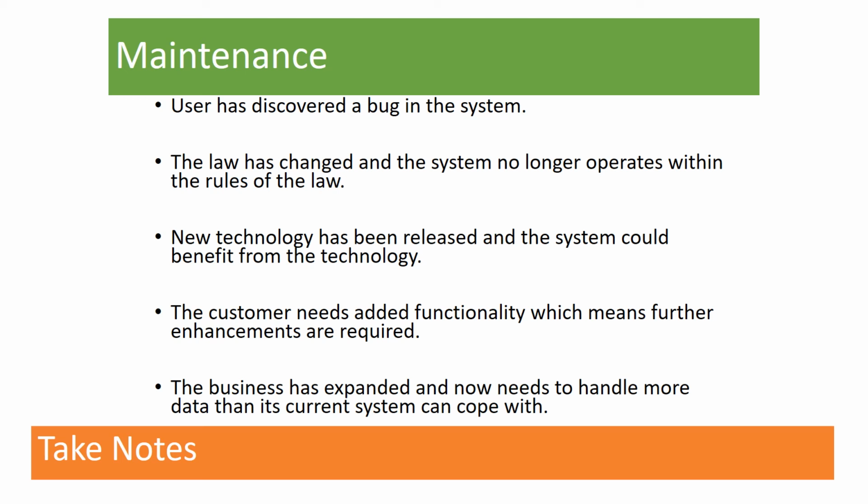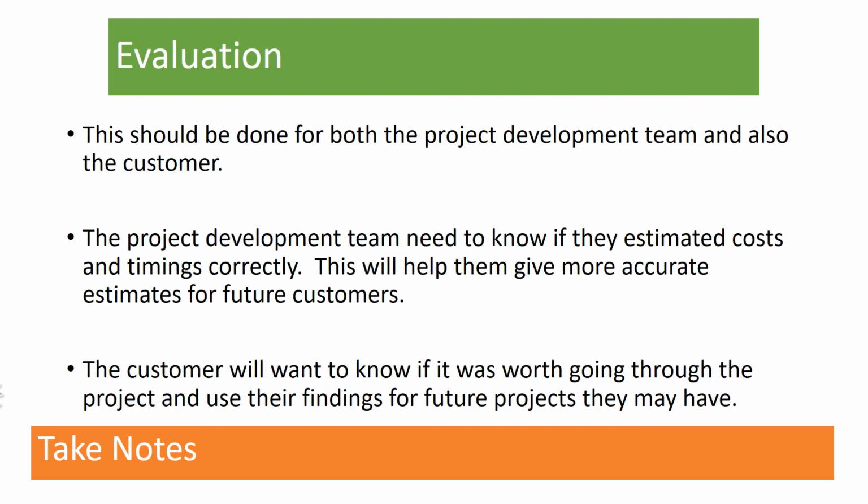Bugs in the system. The laws might have changed about how data can be used. New technology might be released, and you might want to implement that with the system. The customer might need extra functionality, which means that you're going to have to build new parts or change the system. Or the business expands and it's going to need to handle more data or more users. And finally, evaluation shouldn't be forgotten.